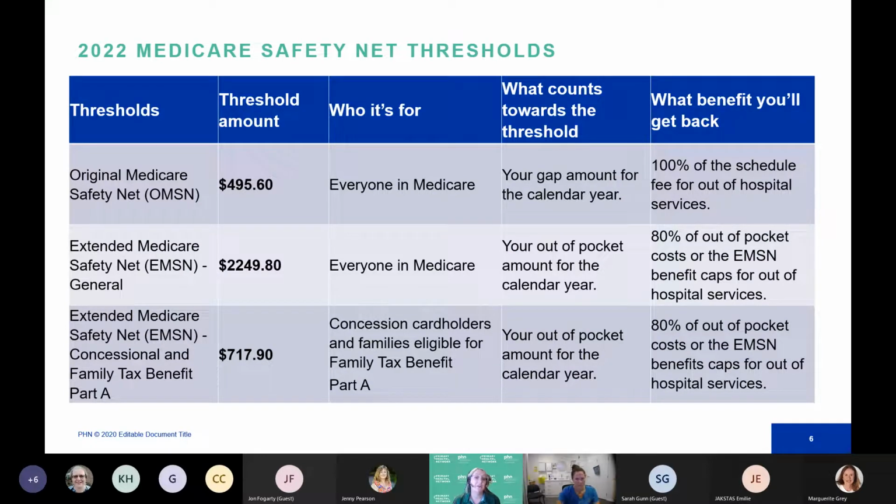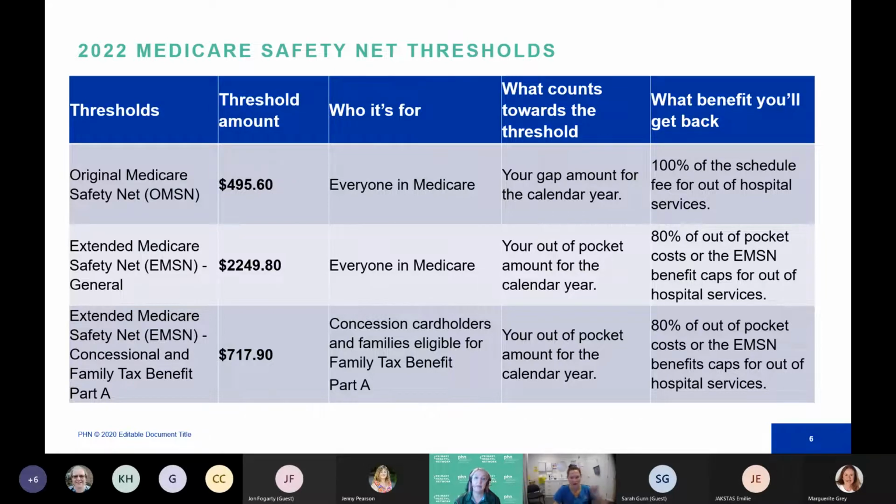So you have your threshold amount, and everyone is entitled to the Medicare safety net, the original and the extended Medicare safety net. The first component is 100% of the schedule fee of the $495, and then you have the 80% of the out-of-pocket costs to the $2,249.80. Then you have the family benefit, so family tax benefit Part A, so they get 80% of that as well.